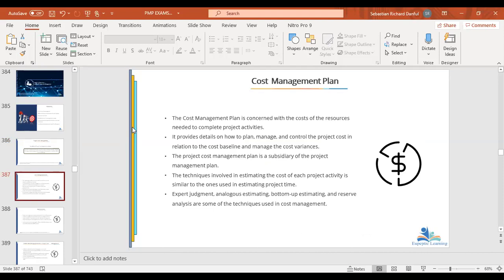Definitely within the plan cost process, we would want to come out with a cost management plan, which is itself part of the project management plan. Ideally, we know that the cost management plan will cover all activities involved in ensuring that we perform the project within the stipulated budget. It is concerned with the cost of the resources needed to complete project activities. It provides details on how to plan, manage, and control the project cost in relation to the cost baseline and manage the cost variances.